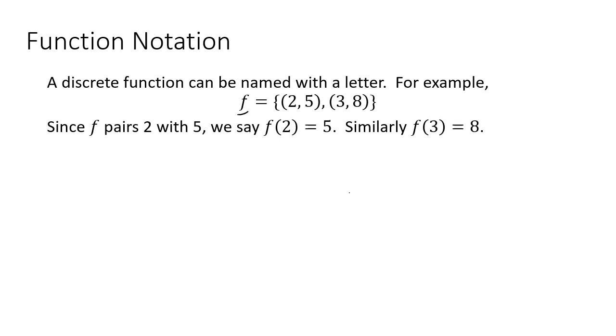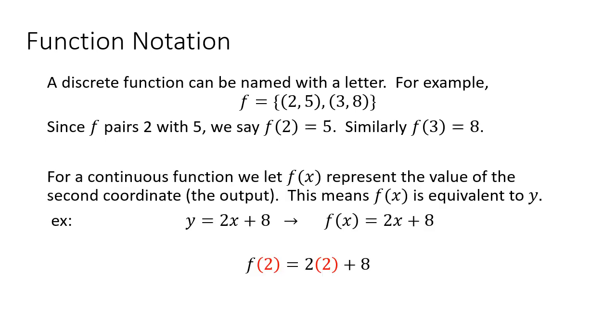We just give them the name, whatever we want, whatever letter we desire. For a continuous function, we do something similar, although we keep that parentheses x next to it this time around. We let f of x, or whatever letter of x, represent the value of the second coordinate or output. So f of x would be the y value of the function. And so that means that f of x is equivalent to y. And you can use them interchangeably for graphing and function notation.